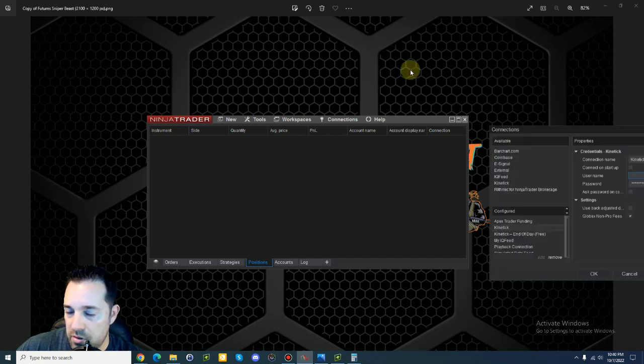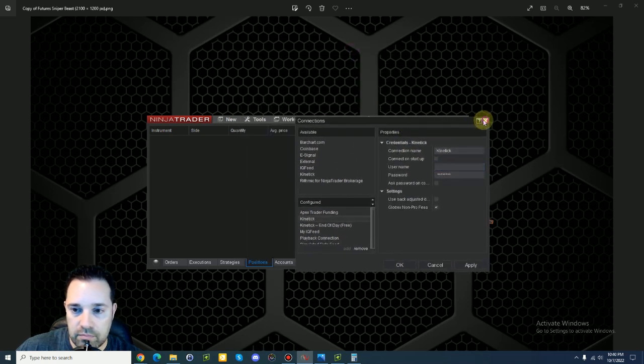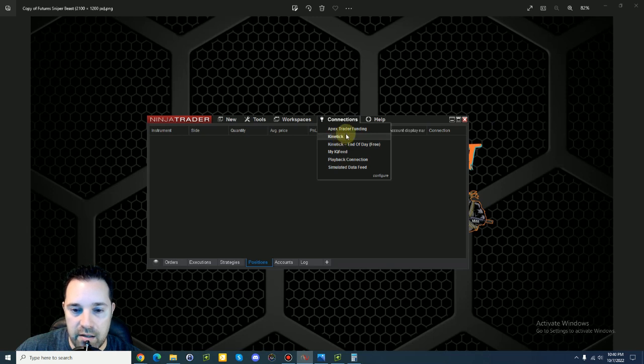When you click Kinetic and you added it down here, it's going to be Kinetic. You're going to put in the username and password that they give you. This is important. You have to check this box, Globex non-pro fees. Check this box here, okay? Apply. Now you have your data feed in there. So now when you go to connections, you'll have it here, Kinetic. See this end of day free, that's just the delayed version, okay? So now you have it here.